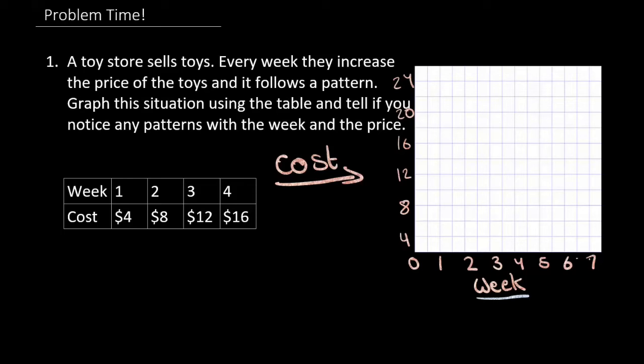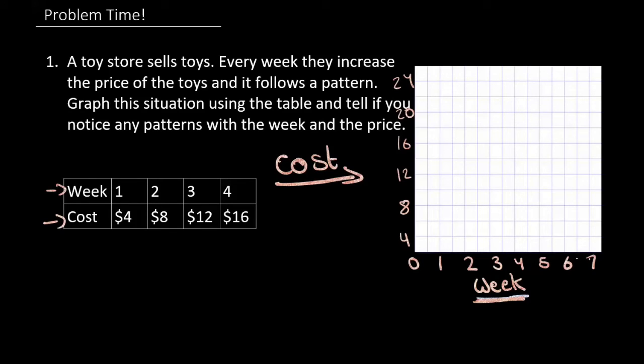So a toy store sells toys. Every week they increase the price of the toys and it follows a pattern. Graph the situation using the table and tell if you notice any patterns with the week and the price. Okay, so we have the week and we have the cost, and I see that they gave week in the x coordinates and the cost in the y coordinates.